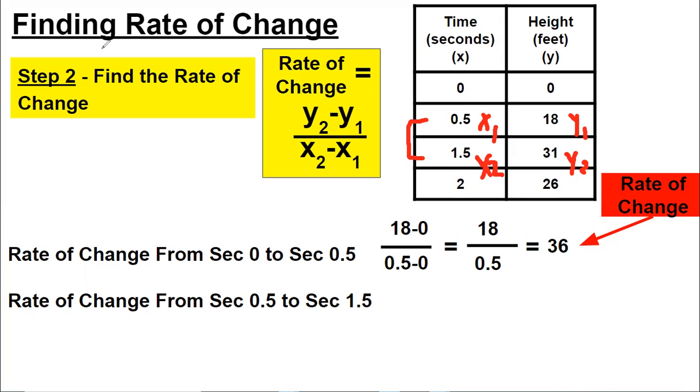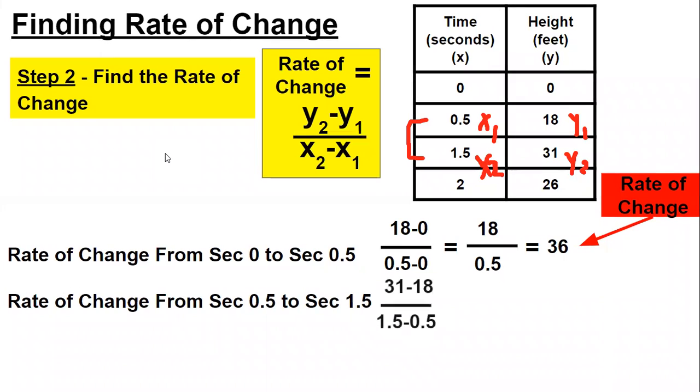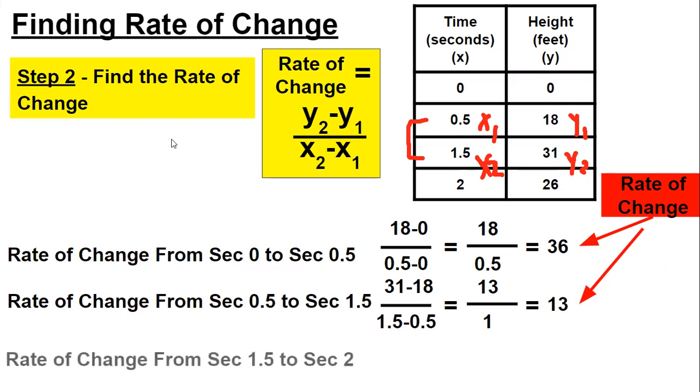Yes, I do. Then we plug it into our formula and we do y2, 31 minus 18 minus y1, and then the x2 minus x1, 1.5 over 0.5. Do the math. You get 13 over 1. That means that equals 13. So that is your rate of change for the second interval. Then you do the rate of change for the third interval.